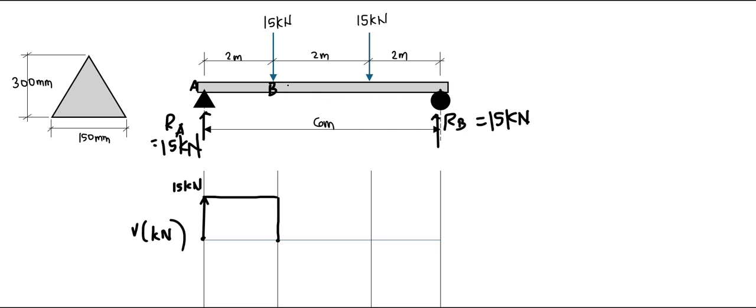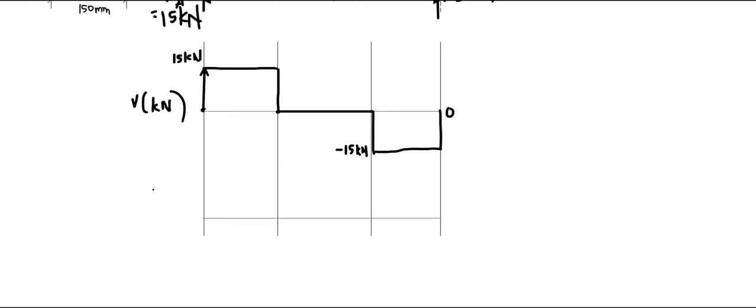And no changes between the load in segment BC, so this remains constant. And going from C, we have a downward force of 15 kilonewton, so this goes down to a value of negative 15 kilonewtons. There are no changes between the load from C to D. This is a horizontal line, and it goes up to a value of 15 kilonewtons. And this is for our shear diagram.